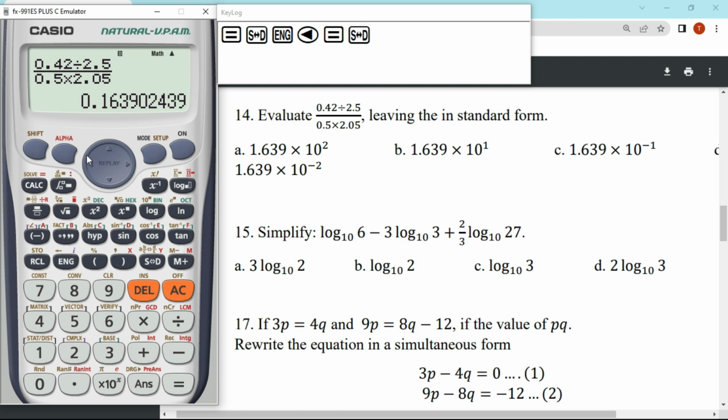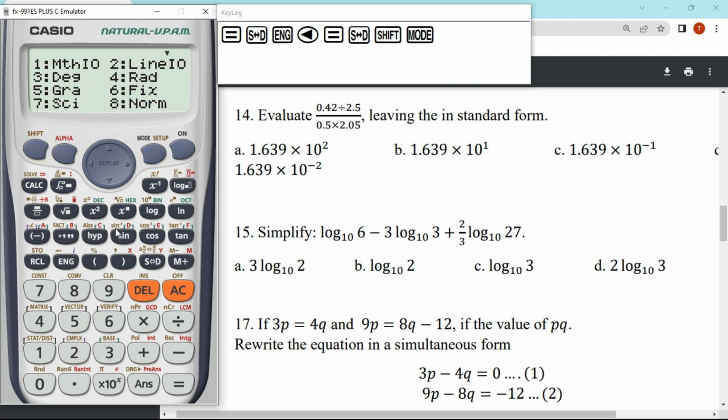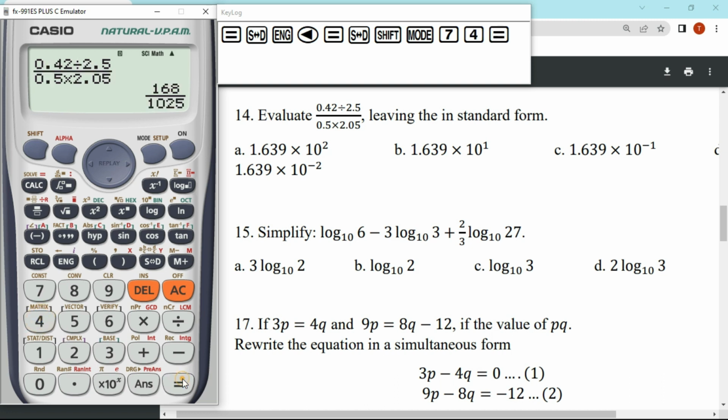Okay, we are going to make use of the significant figures, or the scientific mode. So you are going to click on shift, click on mode, which is the setup. Then we go to Significant Figures, number 7. So then after that we click on what? We want it at 1, 2, 3, 4. So we want 4 significant figures. So we want to have 4 figures displayed on the screen. So click on 4, then press equal to, then we have our answer here.